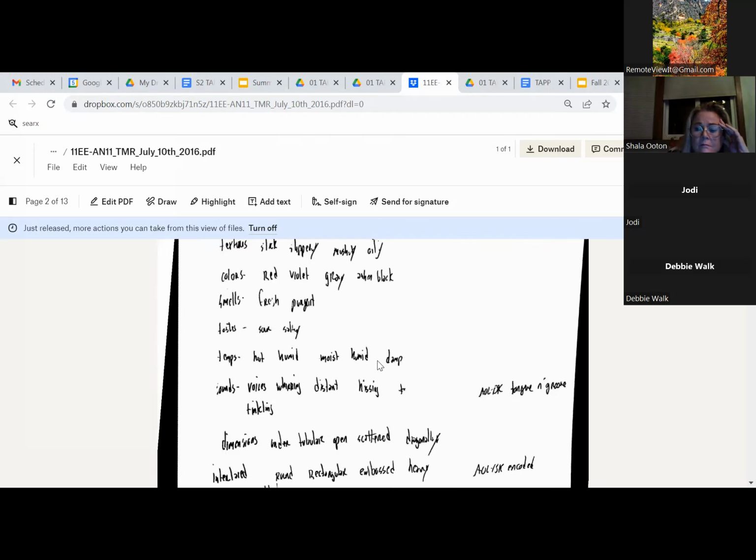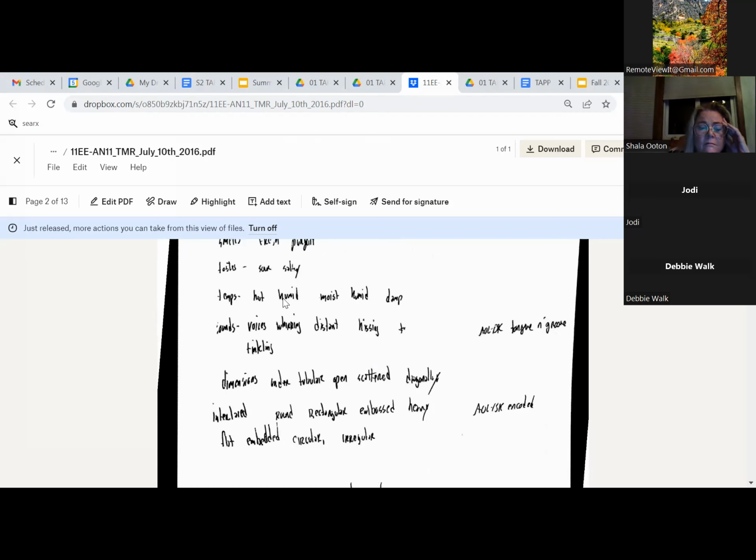The temperatures, I just write temps and then I draw a dash: hot, humid, moist, humid, and damp. So humid came back twice, so I guess the site is humid. Sounds, I got voices, whirring, distant, hissing, and tinkling. And then somehow it reminded me of tongue and groove.